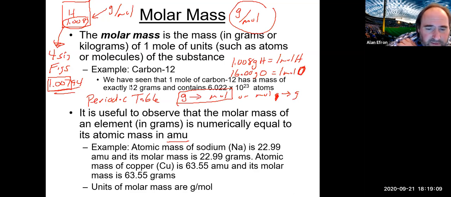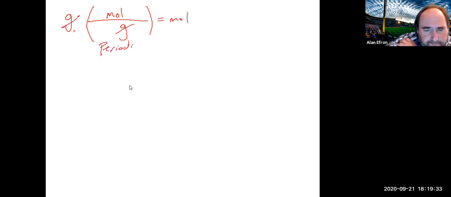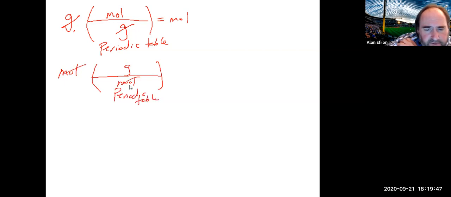So we use molar mass really as a conversion factor. What that means is if you have grams and you want to convert to moles, we're going to divide by the molar mass here. So grams cancel, leaves us with moles. And again, this would be from the periodic table. Or if you have moles and you want grams, you will multiply by the molar mass, also from the periodic table. Moles will cancel, gives you grams.